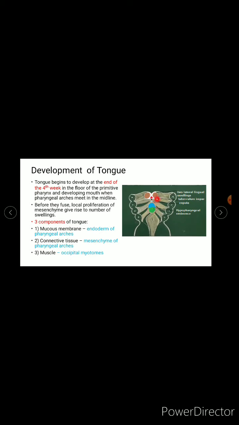Now we will discuss the development of the tongue under 3 headings. The tongue is made up of 3 components. One is the mucous membrane, derived from the endoderm of the pharyngeal arches. Second, the connective tissue, derived from the mesenchyme of the pharyngeal arches. And third, the muscle of the tongue, derived from the occipital myotomes. If you know where they are derived, it is easy to say the nerve supply of the tongue as well.